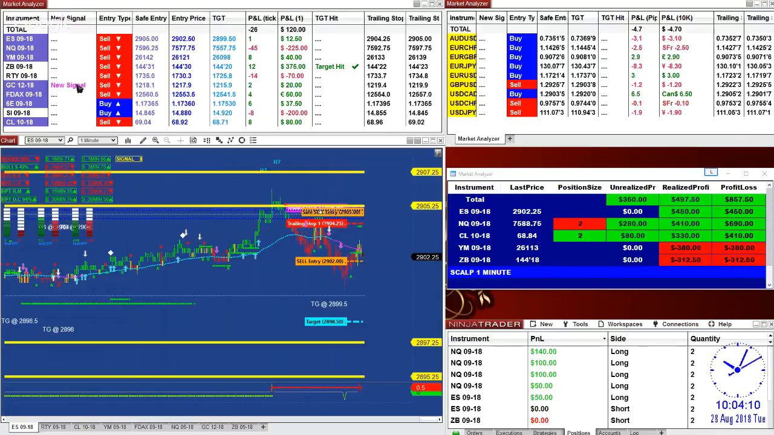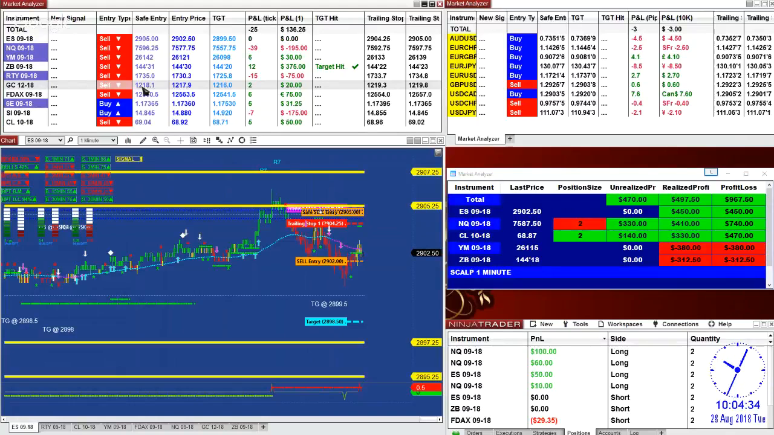Now we have a new signal on the gold, and you can see the direction is short. The entry is 12.17.9, and your target is 12.16. You can see it immediately here, and a sound comes with it, but I hate sound all day long, so I do not use sounds. But this is the new entry on the gold.